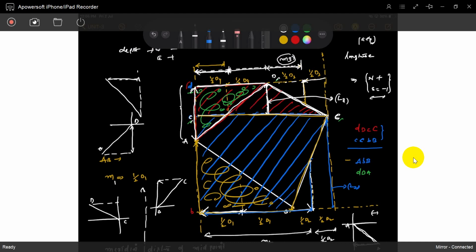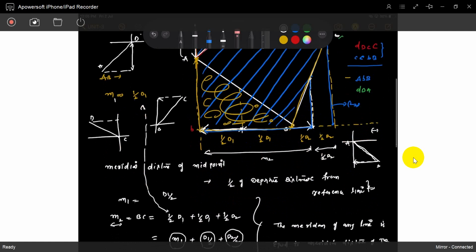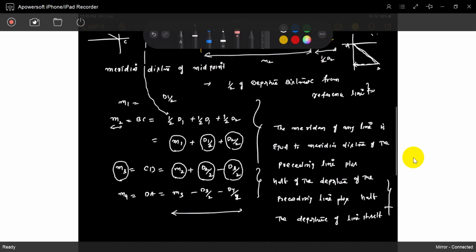So automatically you directly take the longitude and meridian distance. Meridian distance you can also easily calculate. What is the meridian distance? Meridian distance is equal to the meridian distance of the preceding line plus half of the departure of the preceding line plus half of the departure of the line itself.